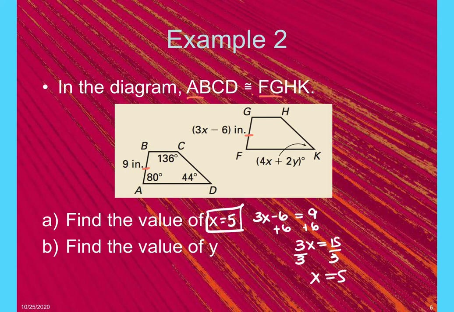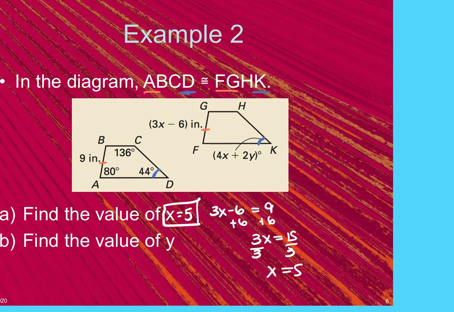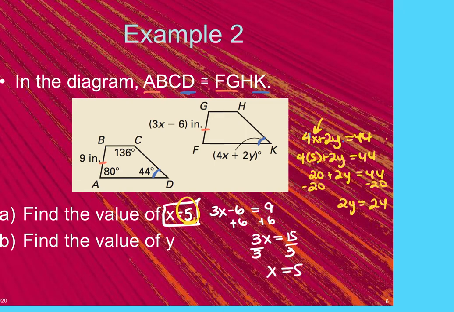And then the angles, angle K is where 4x plus 2y is. Angle K matches angle D, which would be 44. So 4x plus 2y equals 44. And we already know x is 5. So 4 times 5 plus 2y would equal 44. 20 plus 2y would equal 44. Subtract the 20. 2y would equal 24. Divide by 2. And y is 12.